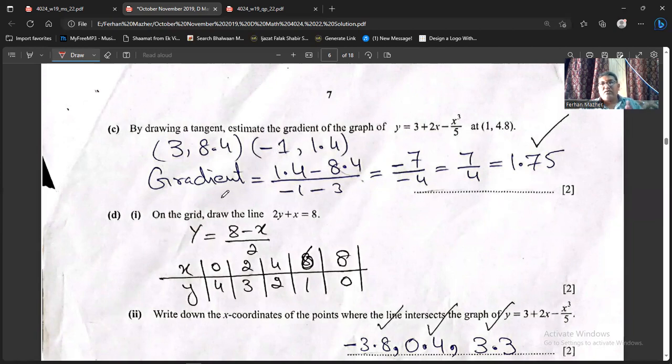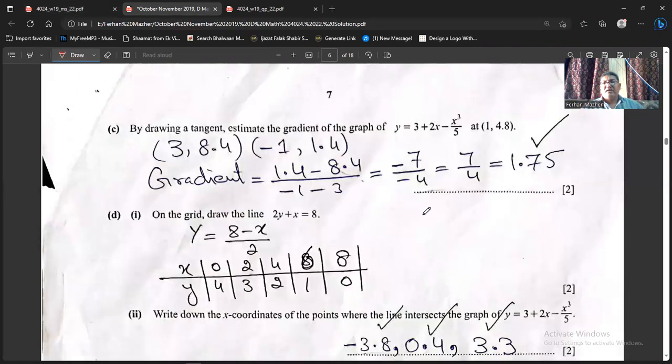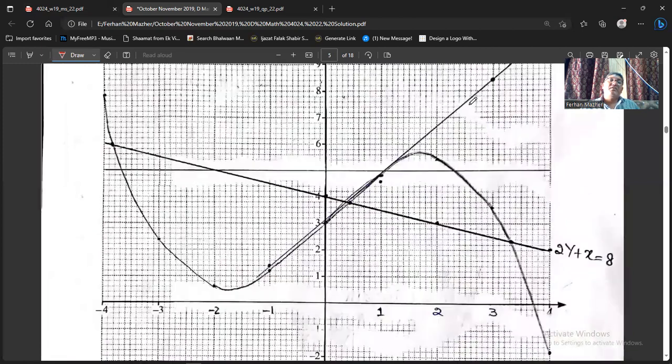Then I will find the gradient. You know the formula for the gradient is y2 minus y1 divided by x2 minus x1. So it will be 1.4 minus 8.4, and in the denominator, we will have -1 minus 3. So you will have -7 by -4, that is 7 by 4, that is 1.75. But in the marking scheme, they say the answer will be from 1.2 to 1.6. So my gradient is a little more because it is a little steeper. So make it a little less steep, and it will be good.